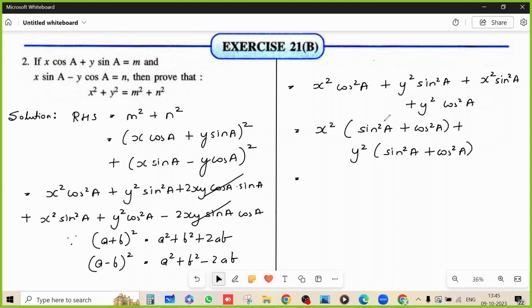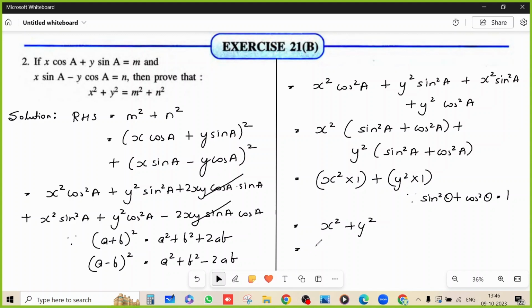Now we know by the trigonometric identity that sin square theta plus cos square theta is equal to 1. So this part would become 1. So this is x square into 1. Similarly, the bracket here will become 1. This is y square into 1. We are using the trigonometric identity sin square theta plus cos square theta is equal to 1. So this will become x square plus y square, which is equal to the LHS, and hence we have proved.